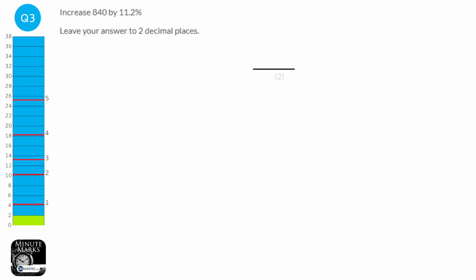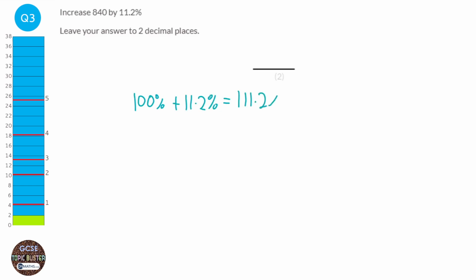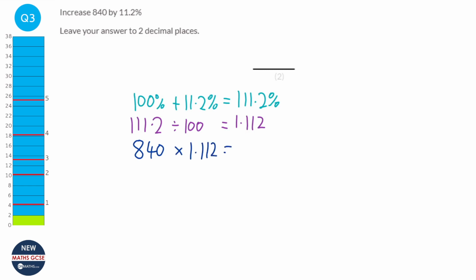So we're going to find out the multiplier first, and we do that by starting with 100%, and it says it increased by 11.2%, so we're just going to add 11.2%, which will give us 111.2%. Then we're going to make that into a decimal by dividing by 100, and this will make it into a multiplier, so it's 1.112. That's our multiplier, and the beauty of a multiplier is all we do is we get our amount, which is 840, and multiply it by the multiplier, and it will do all the hard work for us and give us the answer of 934.08.